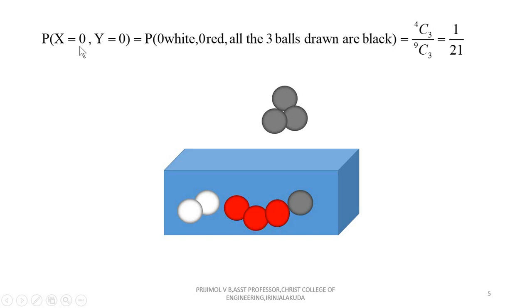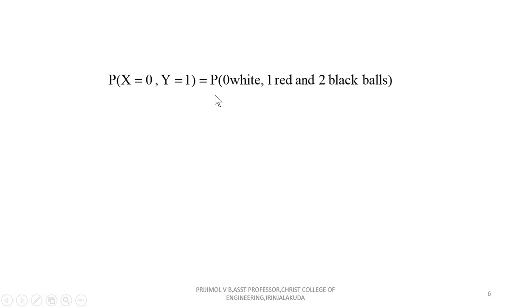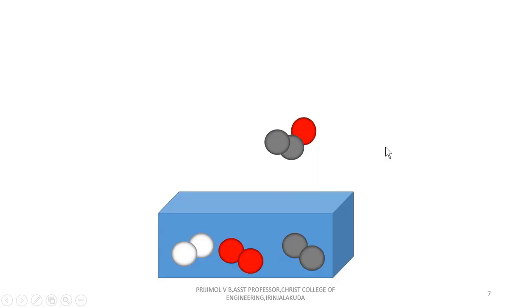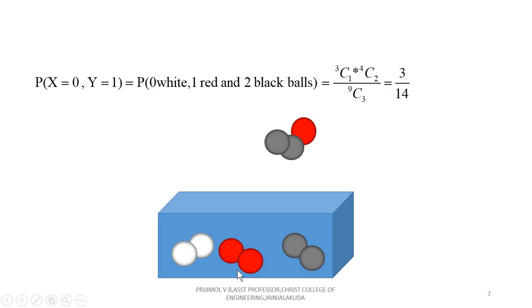Now next we will see the probability of X equal to 0 and Y equal to 1. That is the probability of taking 0 white balls, 1 red ball and the remaining 2 must be black balls. So in total 3 balls we have taken from 9 balls and we have a box here. So from this no white ball, from this 1 red ball and from this 2 black balls. So total 3 balls are taken and this can be done in 3C1 times 4C2 divided by 9C3, which is 3/14.